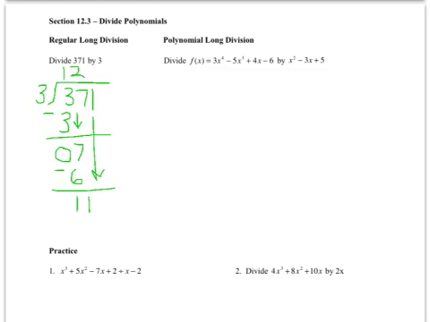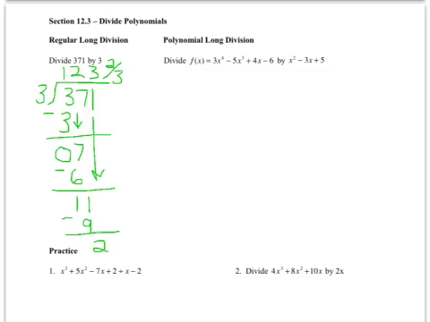And 3 goes into 11 3 times. 3 times 3 is 9. We subtract and we get 2. Now, since there's nothing else to bring down, we know that 2 is our remainder. So what we can do with that 2 is we can say that the answer is 123. You take the remainder 2 and you put it over what you were originally dividing by, 3. So it's 123 2/3. Dividing polynomials is the exact same thing.